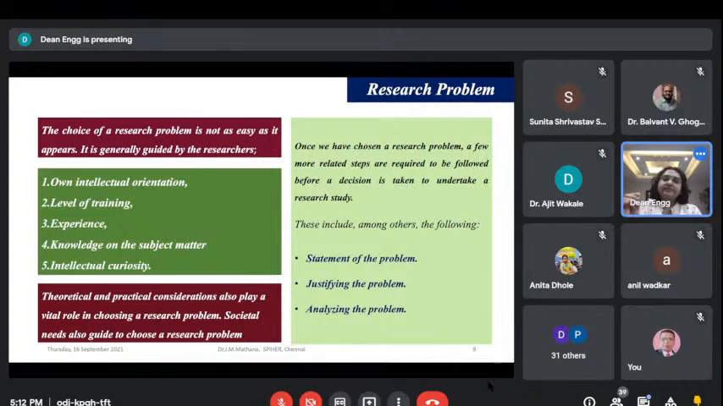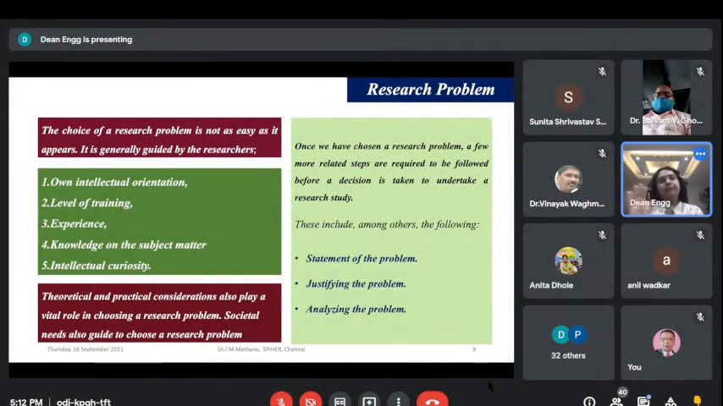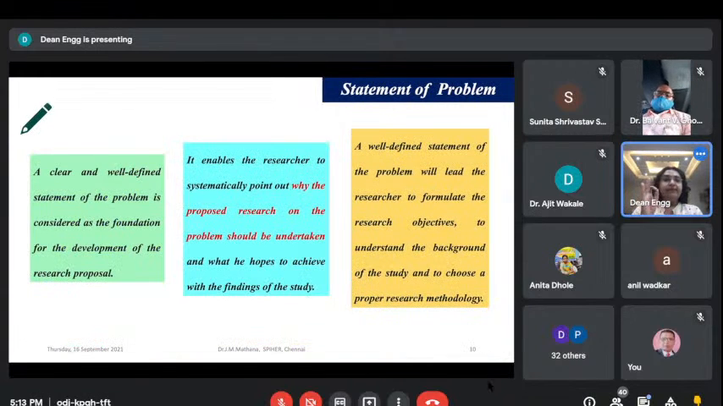We have to write the statement of the problem. Then we have to give the justification of the problem and analyzing the problem. So first one is statement of the problem. So statement should be always well clear and well defined.